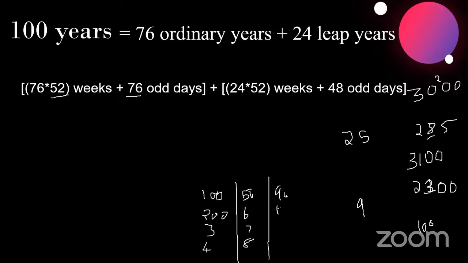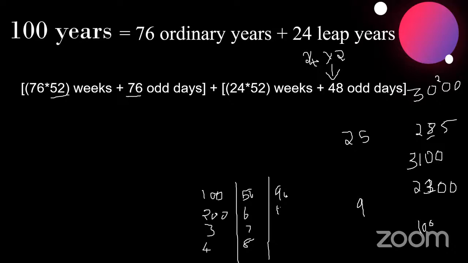Next is 24 leap years. We have 24 into 52 weeks, and in that also we will be having 52 weeks and 2 odd days, right? 2 odd days because 1 day has been added, February 29. So 24 into 2 is 48 odd days.